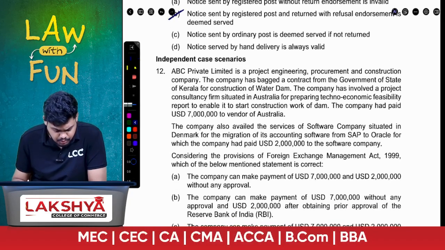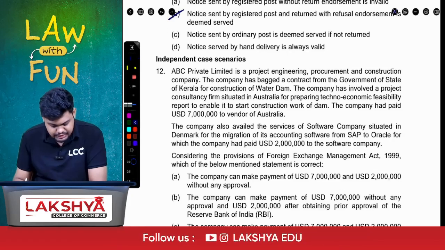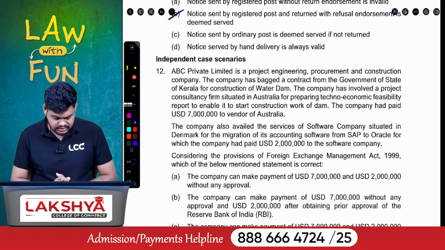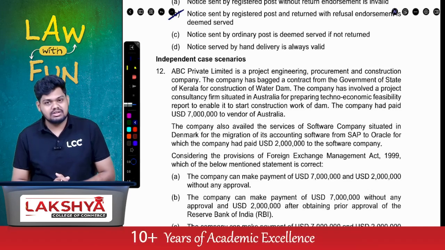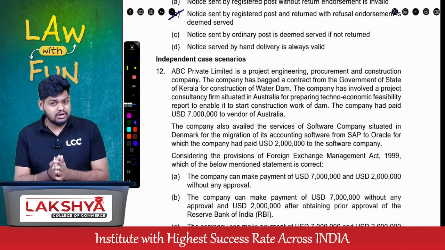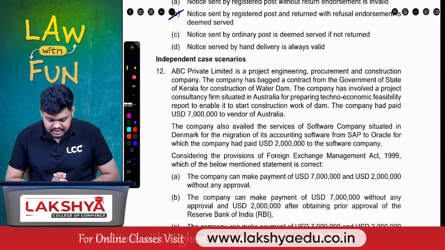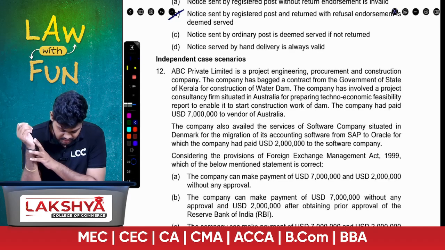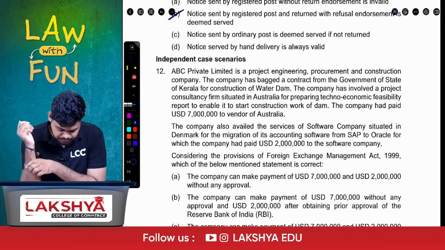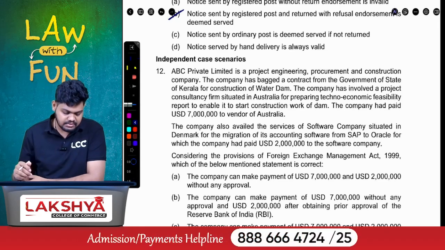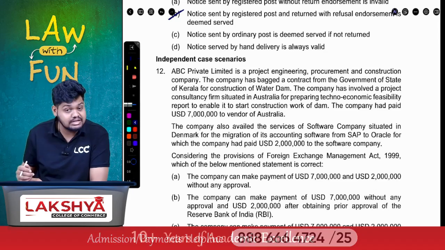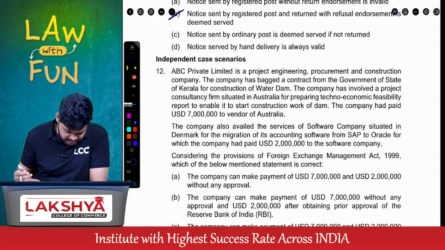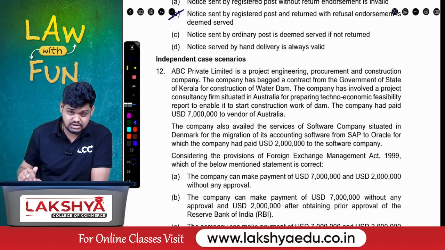ABC Private Limited is a project engineering, procurement and construction company. The company has bagged a contract from government of state of Kerala for construction of water dam. So they have bagged a project for construction of water dam, right? The company has involved a project consultancy firm situated in Australia for preparing techno-economic feasibility report to enable it to start construction work of dam. The company had paid US dollars 70 lakhs to vendor of Australia.